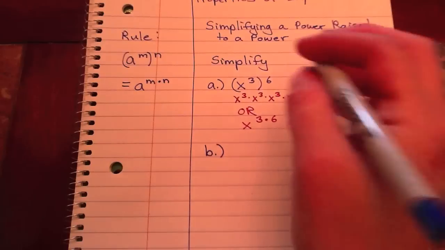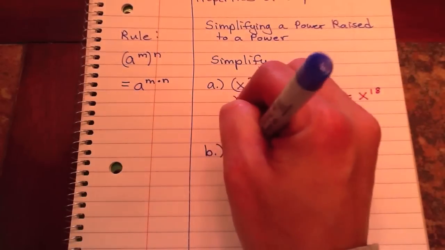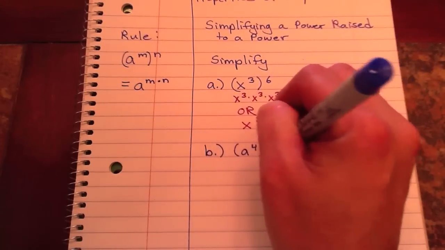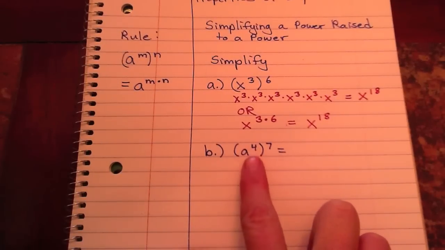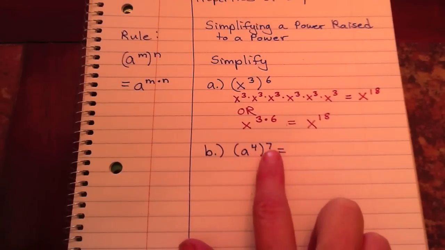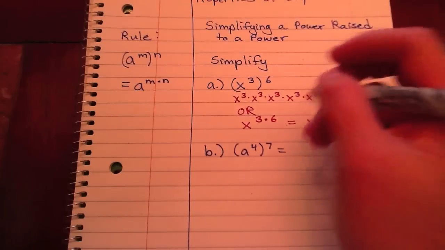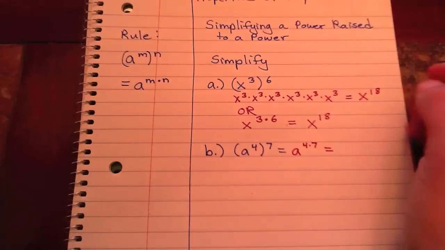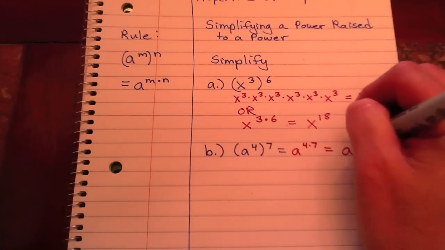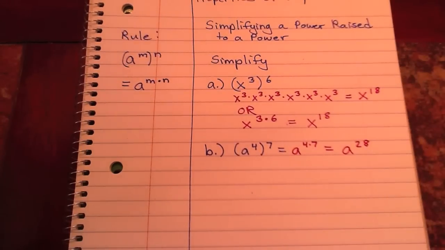B, a to the 4th to the 7th. So again, you could write this out, a to the 4th times a to the 4th times a to the 4th times a to the 4th 7 times, or you can say a to the 4 times 7, which is a to the 28th power.